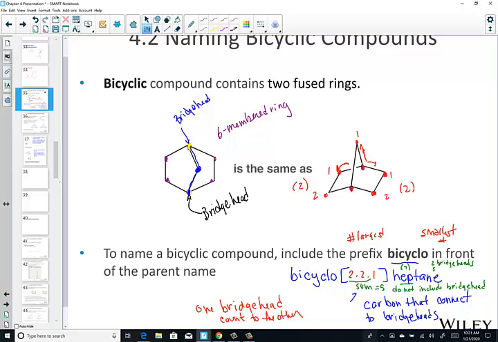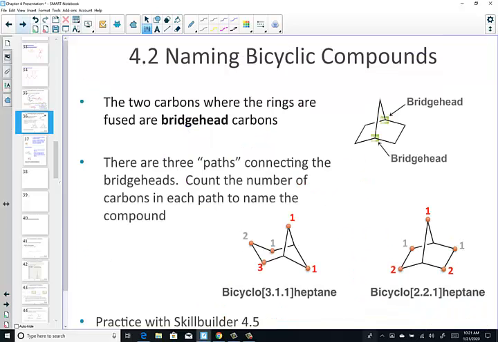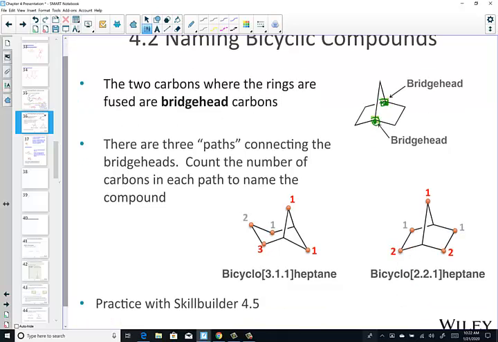So that's the kind of style we're going to practice in terms of naming bicyclic compounds. Those 2 carbons where the rings are fused are known as bridgeheads. They are highlighted here in green. Those carbons are involved in both rings that are fused together. We said there were 3 paths connecting those bridgeheads, and we count the number of carbons in each path to name the compound.